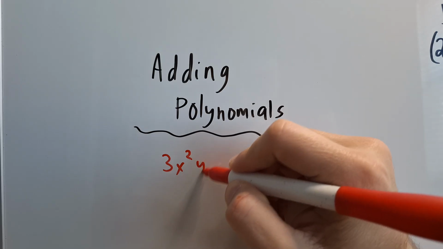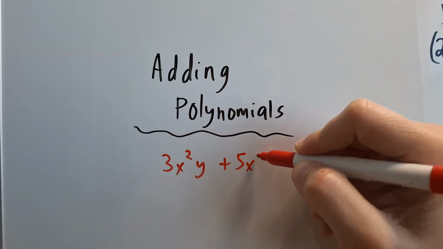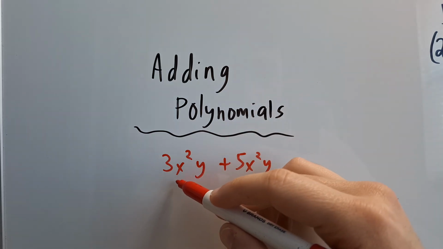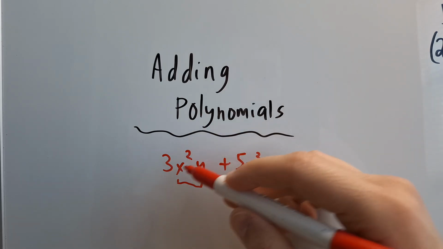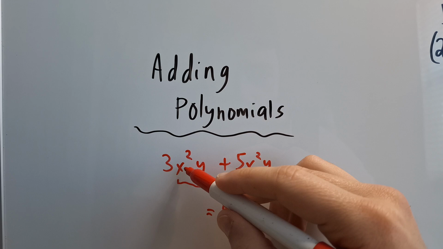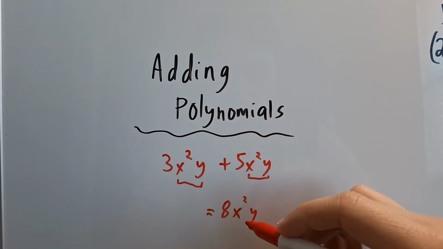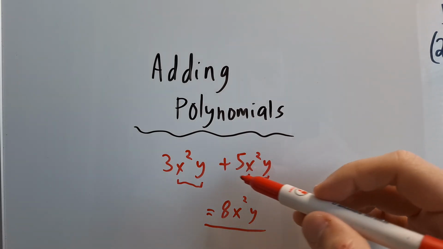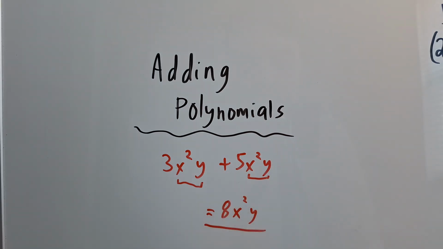3x squared y plus 5x squared y. These are like terms because they both have this x squared y combination. Add the coefficients, copy and paste the variables as they appear, and you're done. Remember, when you're combining like terms, you're going to keep the variables as is. You're not going to change them.